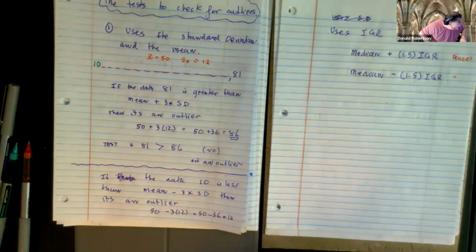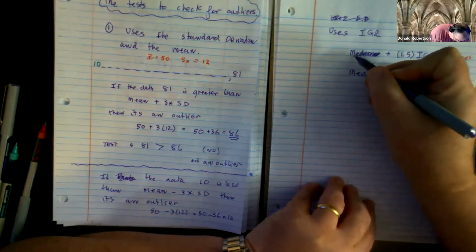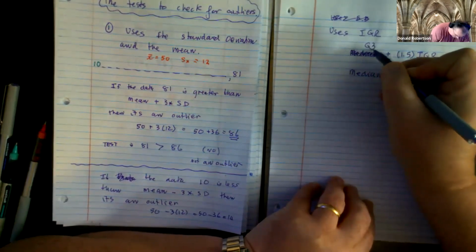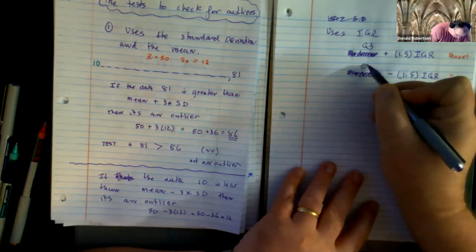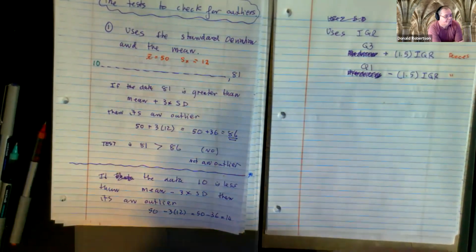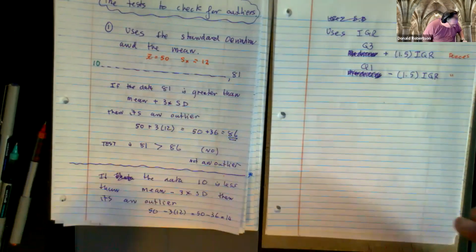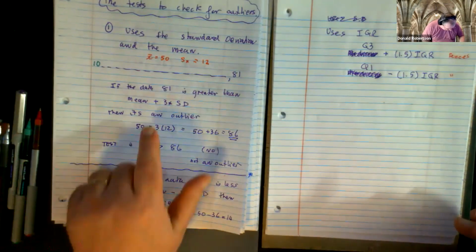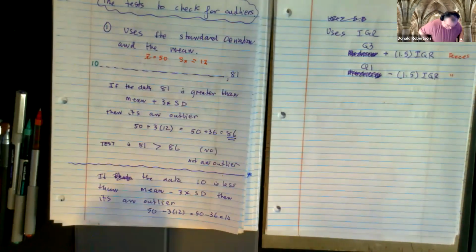And I just made a mistake. Stop there. Q3 goes there. So it's even weirder. Q1 goes there. So it's Q3 plus 1.5 interquartile ranges, and it's Q1 take away 1.5 interquartile ranges. I'm glad I caught myself there. I think I was still thinking of this guy, and so I just converted them into median without paying attention.